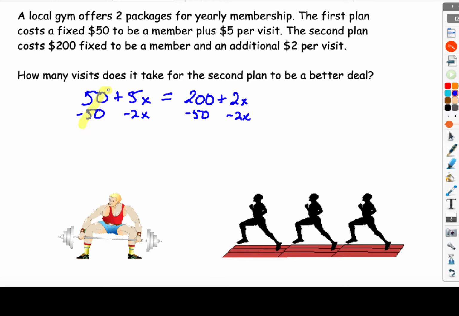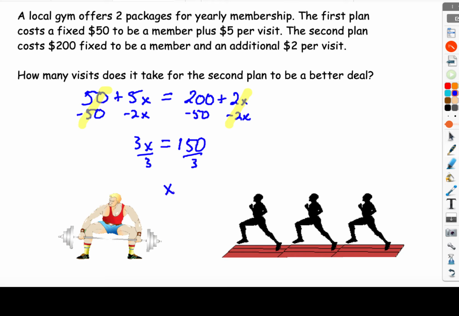And 5x minus 2x, we're left with 3x on the left side. 200 minus 50 is going to be 150. But again, the 2x minus 2x cancels. I got rid of the x's on the right, but I also got rid of that constant, that 50 on the left. And I'm well on my way. Last thing to do then is divide by 3.